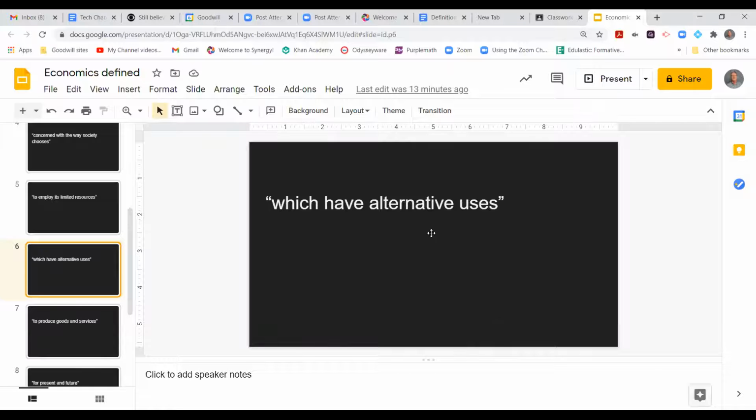So it's not just oil that goes into making gas for our cars. It's in all kinds of other stuff. And that's the alternative uses part. You could probably come up with 100 other examples that sort of fit the same description.